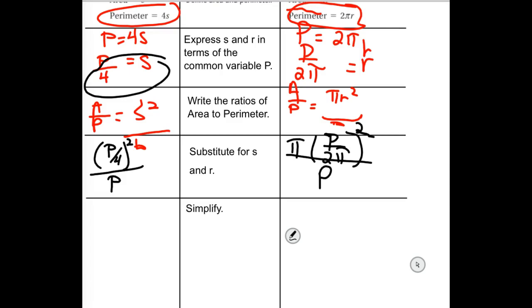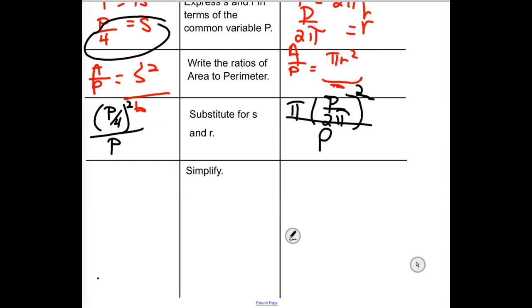Now we need to simplify them. How do we square a fraction? For the square here, we get P squared divided by 16, and the whole thing is divided by P. Dividing by P is the same as multiplying by 1 over P. So P squared divided by 16 times 1 divided by P. Can we reduce out one of the P's? So we end up with P divided by 16.